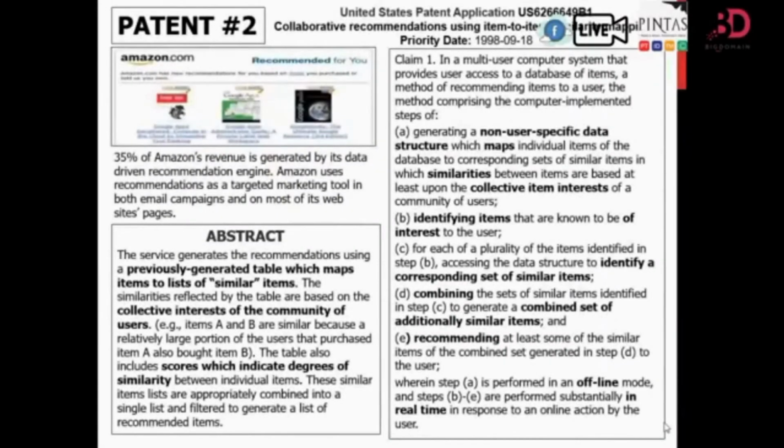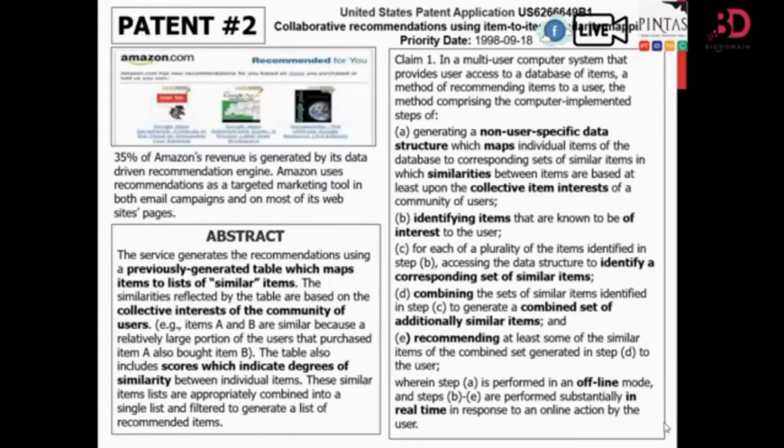Pattern number two, I would like to share with you the collaborative recommendation system that was also invented by Amazon.com. Whenever you go to Amazon.com and key in something of interest to you, Amazon will come up with a lot of recommendations for you, right? This recommendation system is already used by many other e-commerce retailers. But remember, because this is a patented solution, they have to pay royalty and license it from Amazon.com.